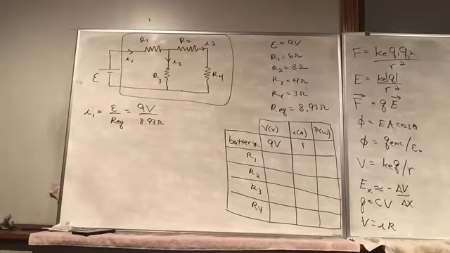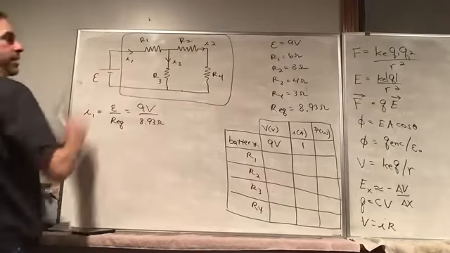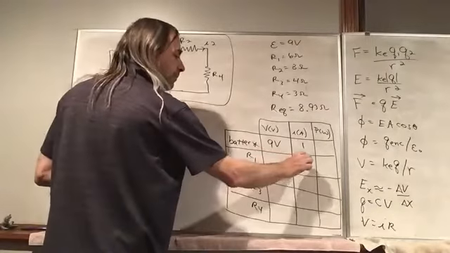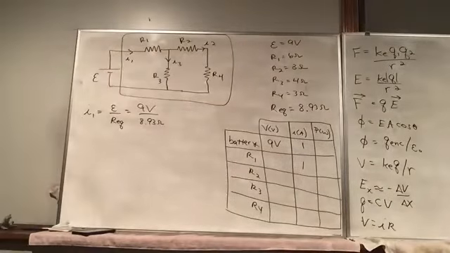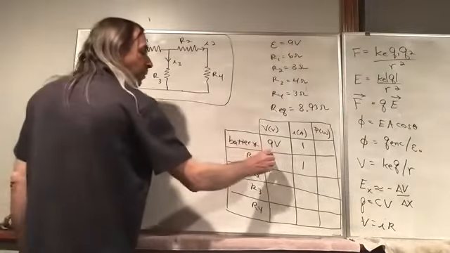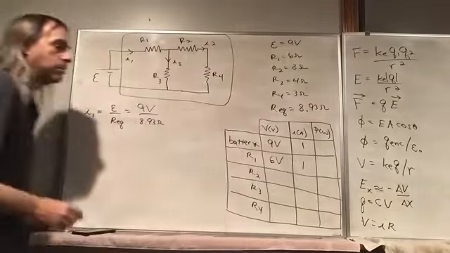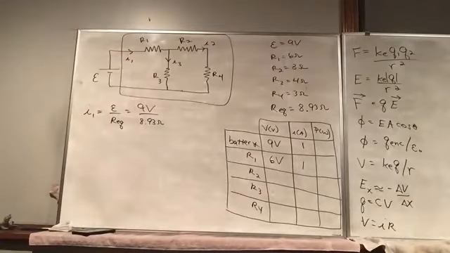But now let's look at here. I1 is going to flow through R1. So we know that's going to be 1 amp. And since V is IR, the voltage drop here is going to be 6 volts. It worked out rather nicely that the current just leaving the battery happened to be 1 amp.